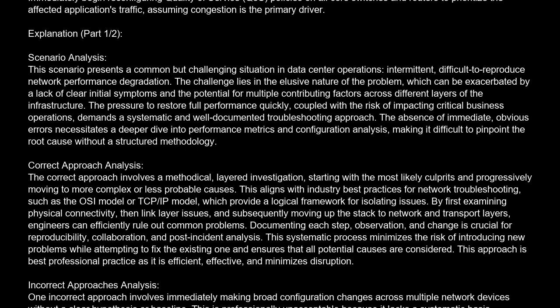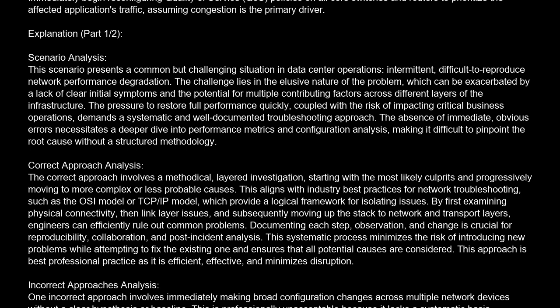Correct approach analysis. The correct approach involves a methodical, layered investigation, starting with the most likely culprits and progressively moving to more complex or less probable causes. This aligns with industry best practices for network troubleshooting, such as the OSI model or TCP/IP model, which provide a logical framework for isolating issues. By first examining physical connectivity, then link layer issues, and subsequently moving up the stack to network and transport layers, engineers can efficiently rule out common problems.